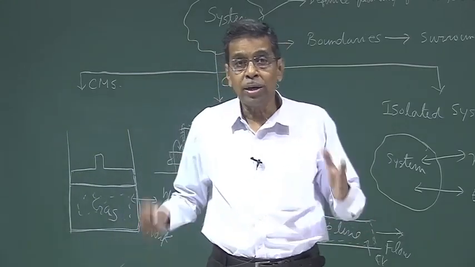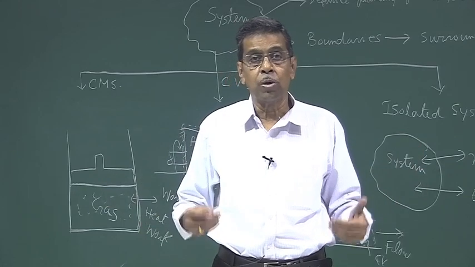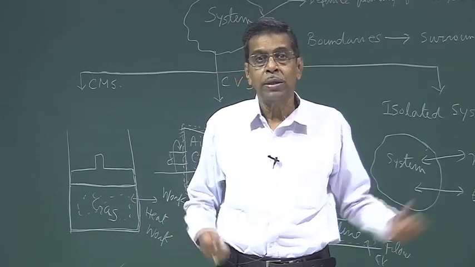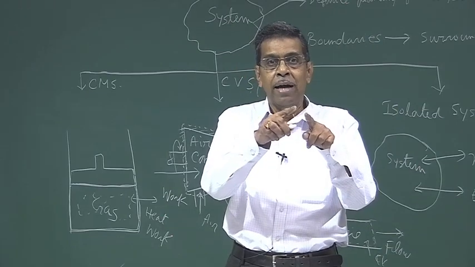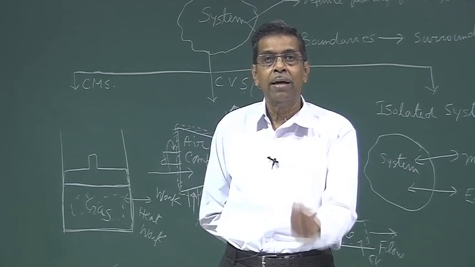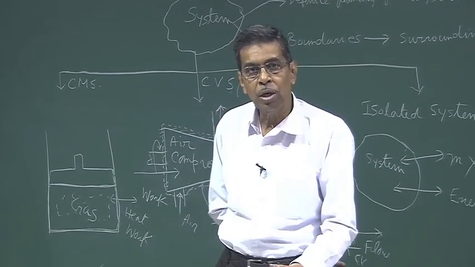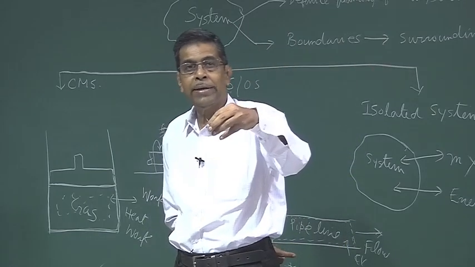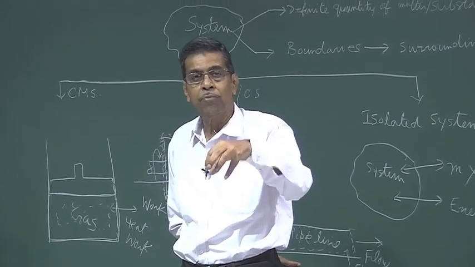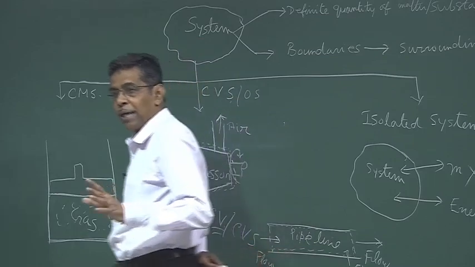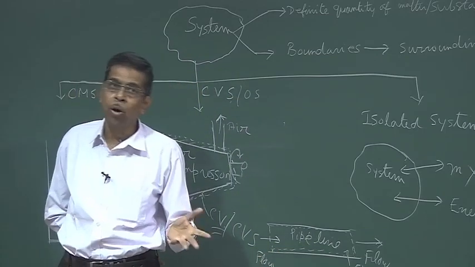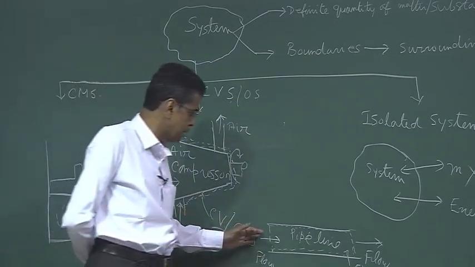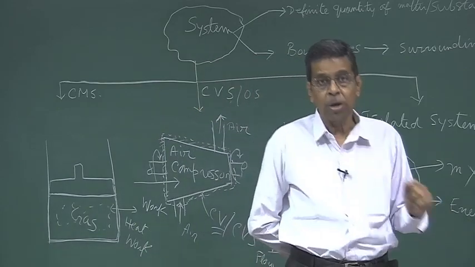Not necessarily will there always be both inflow and outflow, there may be only outflow. If there is a tank and you just drain the fluid from the tank, there is only outflow. Or you charge a tank, there is only inflow, there is no outflow. So either inflow or outflow or both have to be there. That means there will be mass transfer across the system boundary for a control volume system.